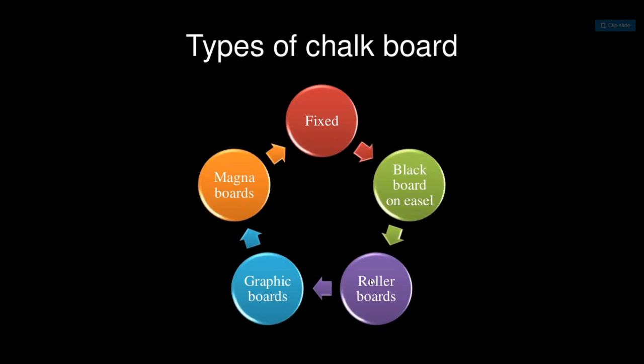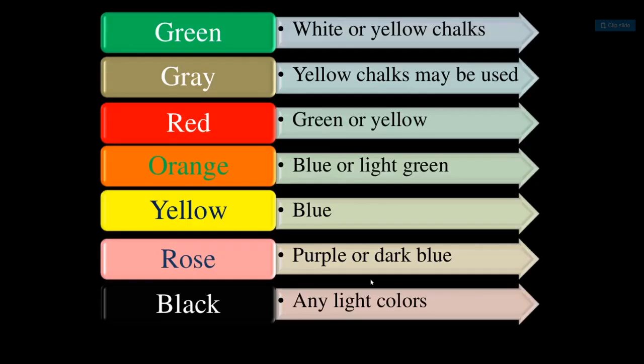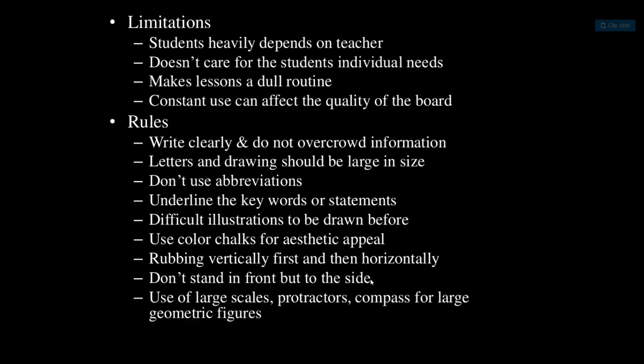Then graphic boards; magna board is like the slates which we use in our school class. Then the fixed board, our green board, the boards which are fixed in our classrooms. If the board color is green, white or yellow chalks are used on it. Gray, yellow chalks may be used, red color, green or yellow, then orange, blue or light green, yellow, blue chalk, then rose, purple or dark blue chalk. If the board is black, then any light color we can use.